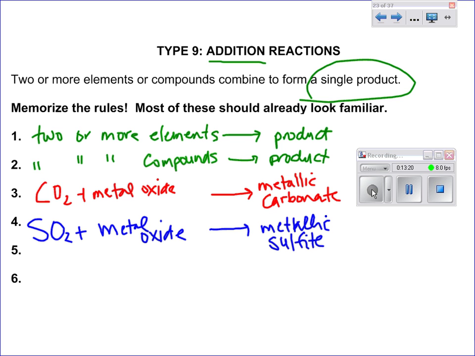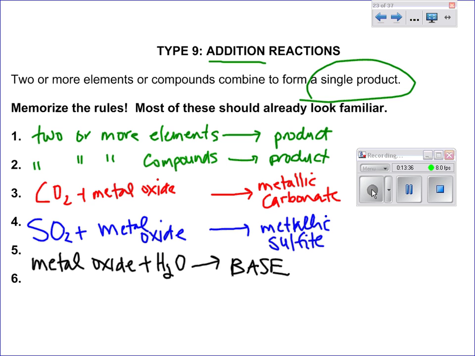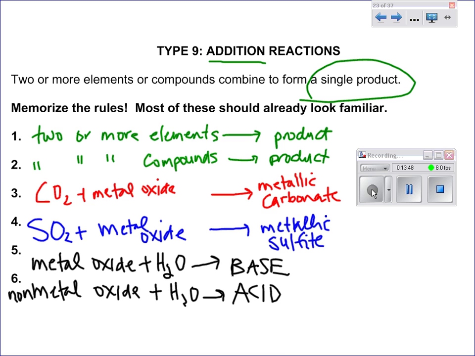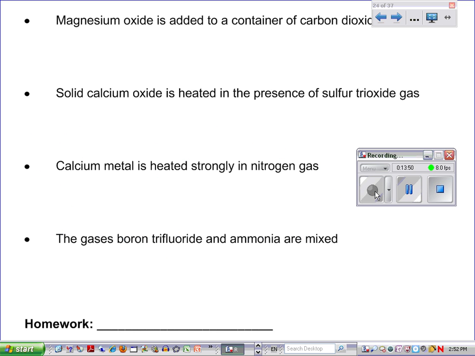And the last two, you're going to get sick of hearing it over and over and over again. What does a metal oxide plus water make? Base. And then a non-metal oxide plus water makes an acid.